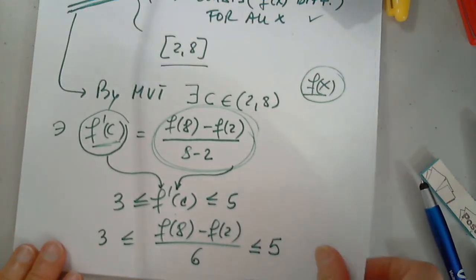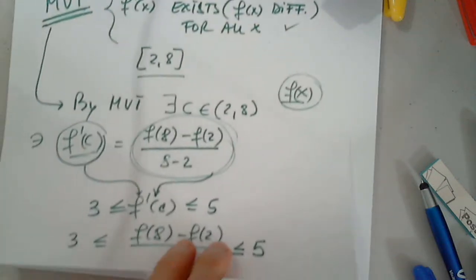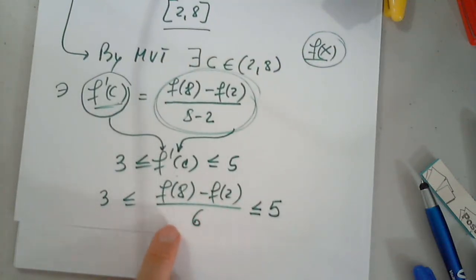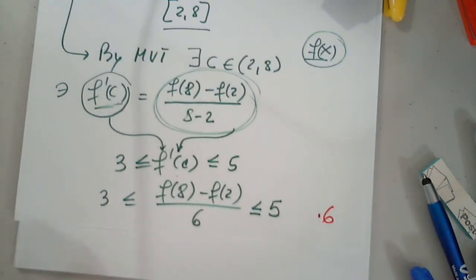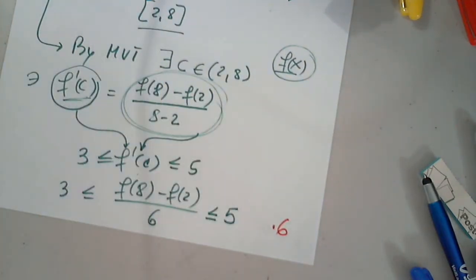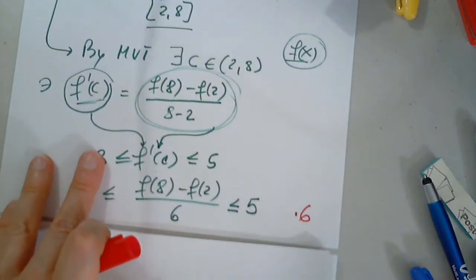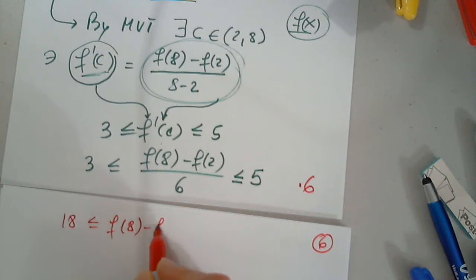So let's peek, and that's not cheating. This is what they want us to show. And now let's see where we arrived at, and what do you think we should do? Very good. Multiply all 3 sides by 6. And let's see what we get. So that's my 6. So 18 less than or equal to f of 8 minus f of 2 less than or equal to 30.